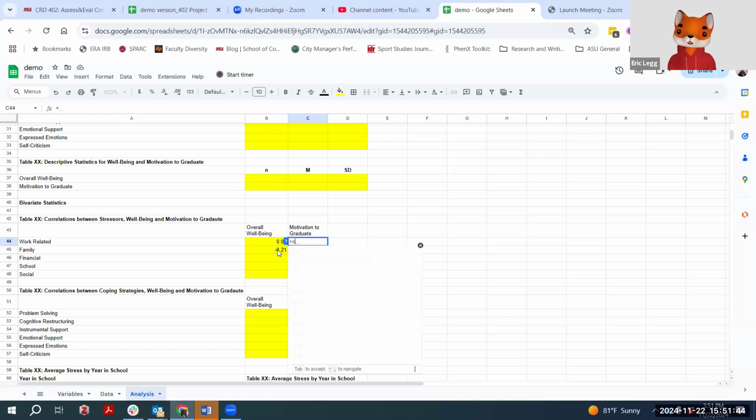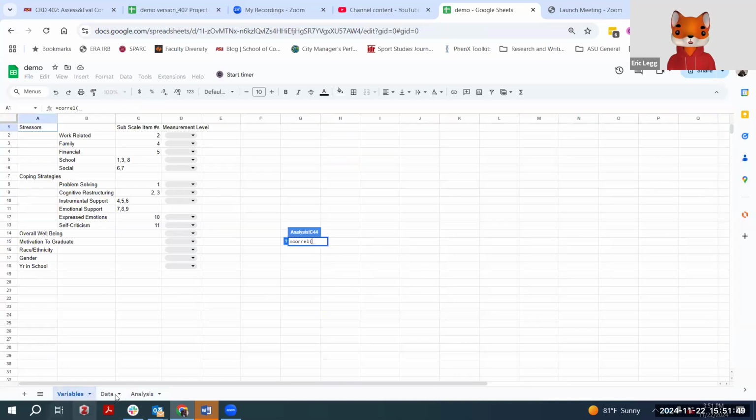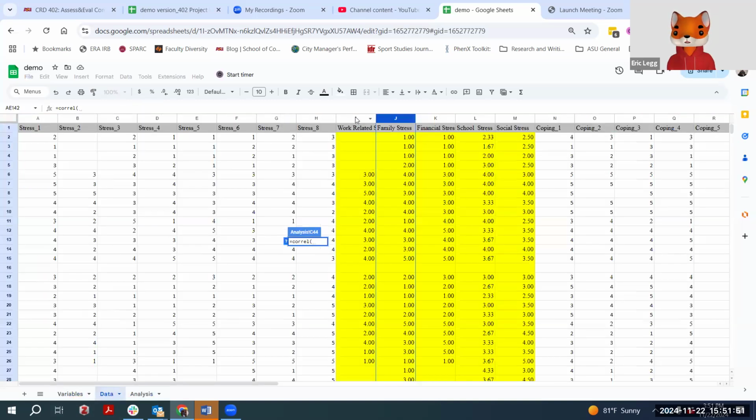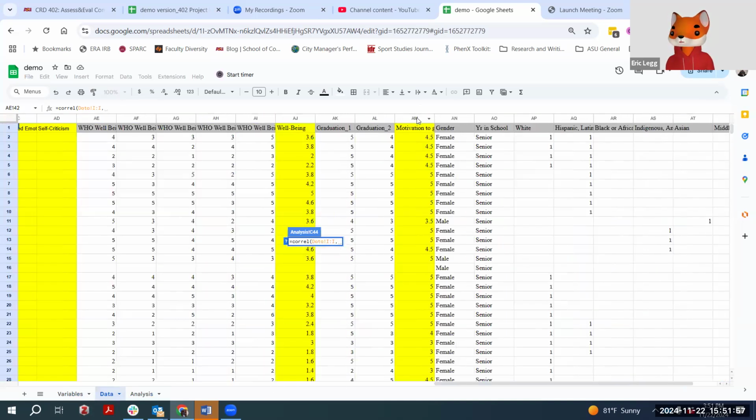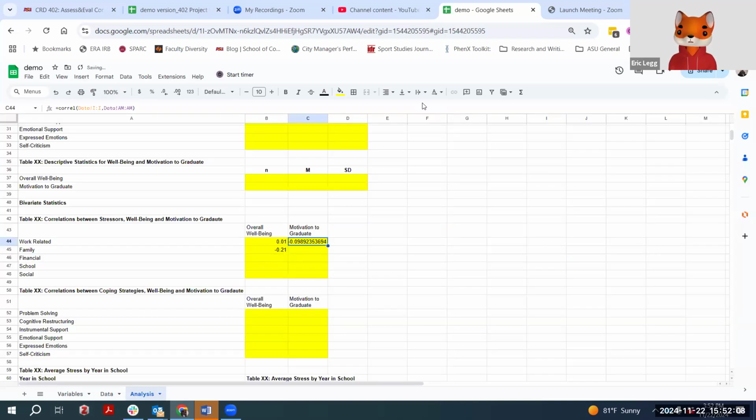Can do the same thing with motivation to graduate. Let's CORREL. We'll start with work-related stress, column I, comma, go to motivation to graduate, column AM. Okay, I screwed up here. Not sure how that happened, but it's okay. Clean up my formatting. Negative 0.1, so weak.